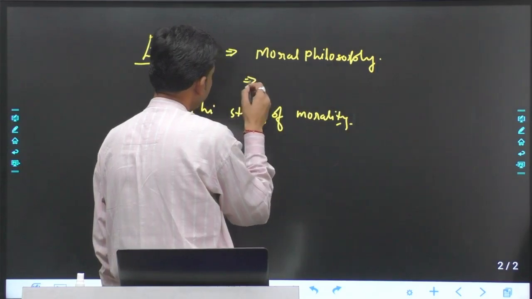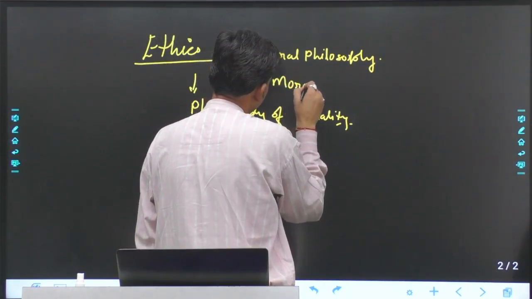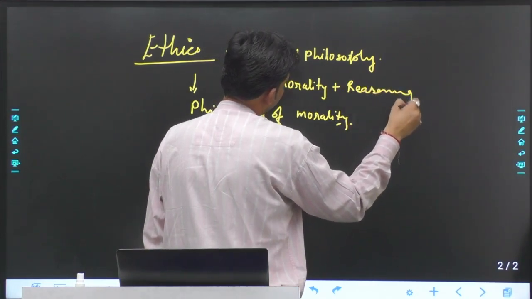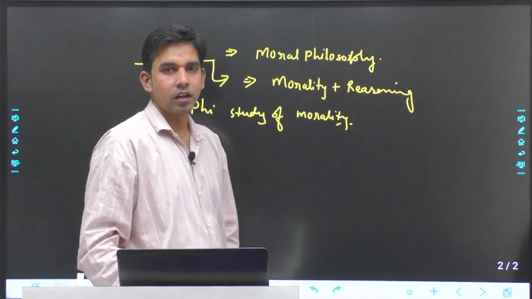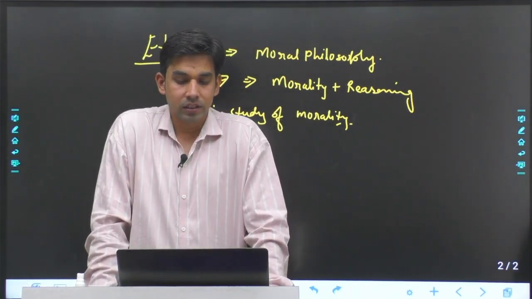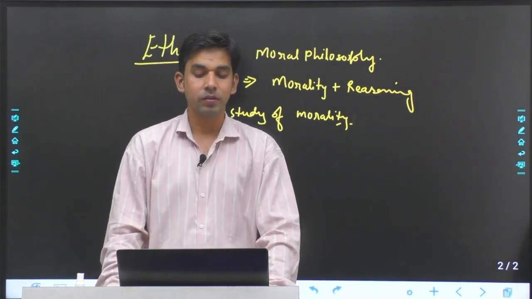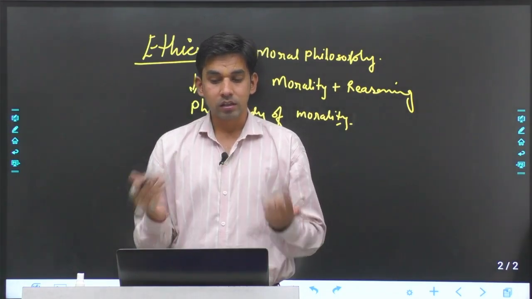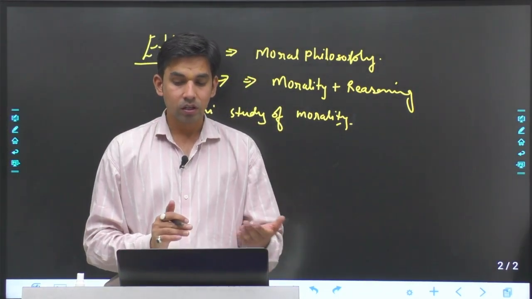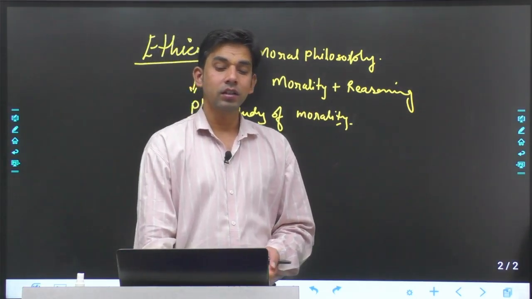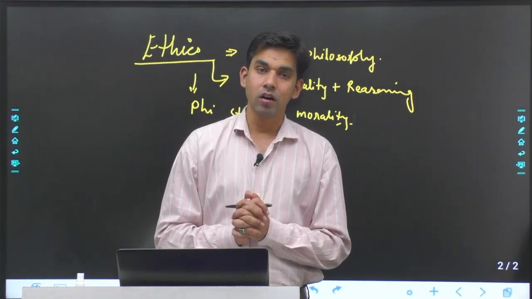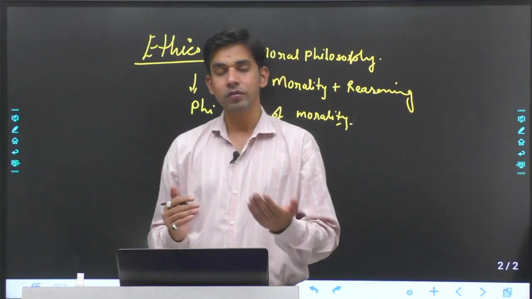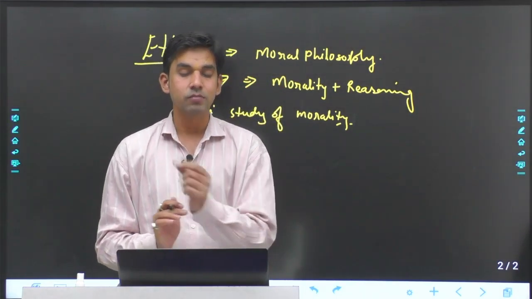In other words, you can also say morality plus reasoning is equal to ethics. There are three conditions here, and ethics is the philosophy. Ethics is the philosophical study of morality, which sets beliefs concerning right and wrong, good and bad, etc. It means ethics is the study of what is right or wrong in human conduct, in human action. This is the branch of philosophy which studies moral principles.